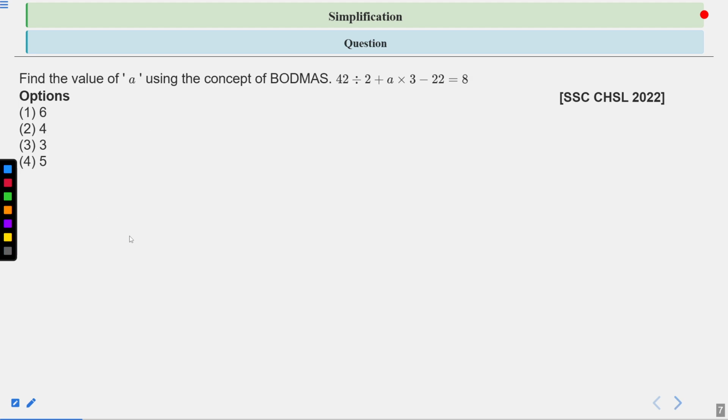Find the value of A using the concept of BODMAS. The question is 42 divided by 2 plus A into 3 minus 22 equals 8. This question was asked in the SSC CHSL exam in 2022. There are four options. First is 6, second is 4, third is 3 and fourth is 5. Now you have 10 seconds to solve this question. Your time starts now.